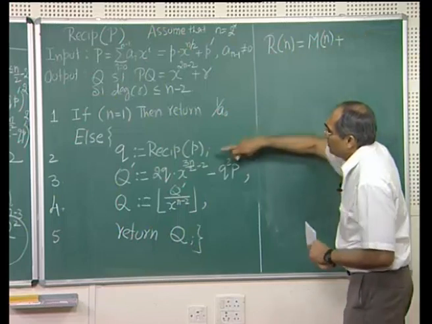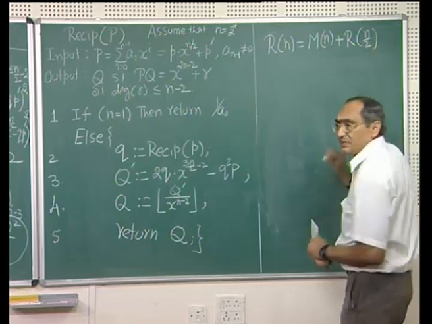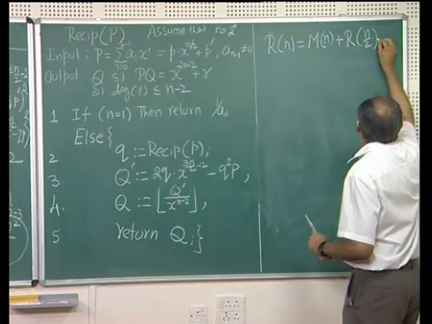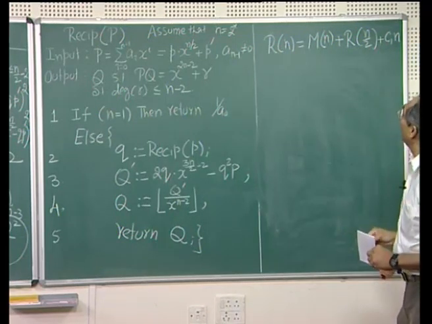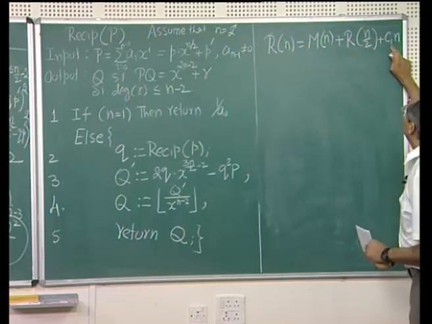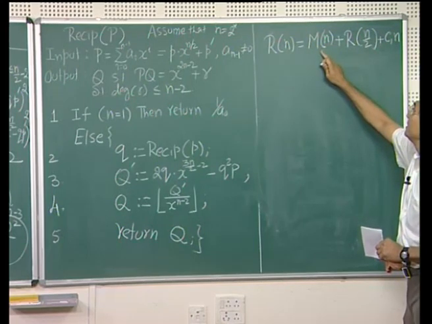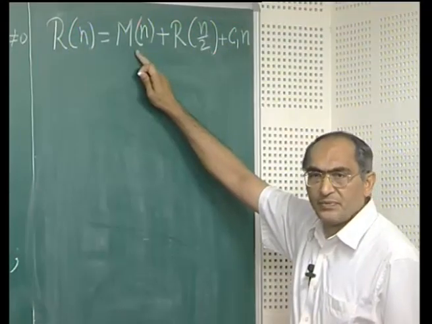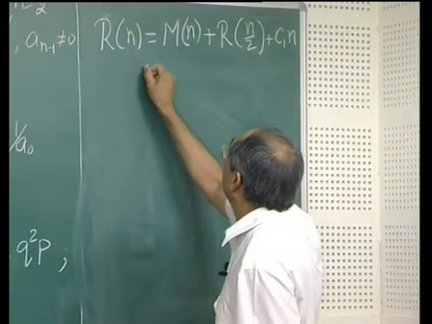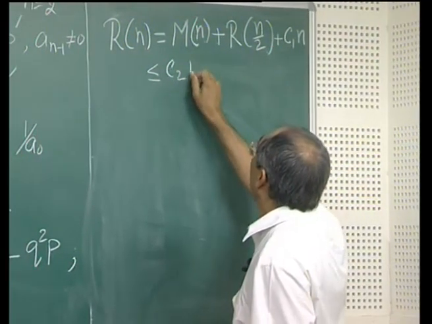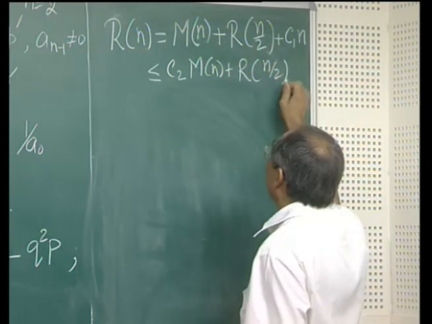We have one recursive call of half size plus some linear operations, but we know that multiplication is at least linear. Well, it is not even linear, it is definitely worse than linear. So, we can absorb this term in this, and we can say this is less than or equal to some C2 M(n) plus R(n by 2). We can absorb this here.